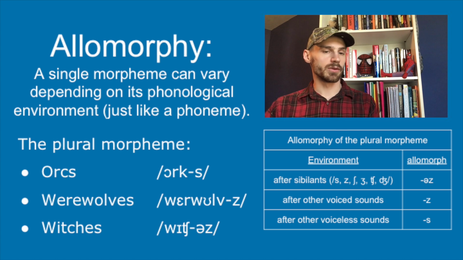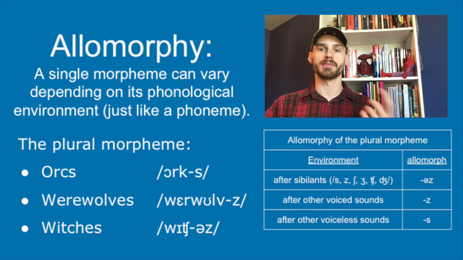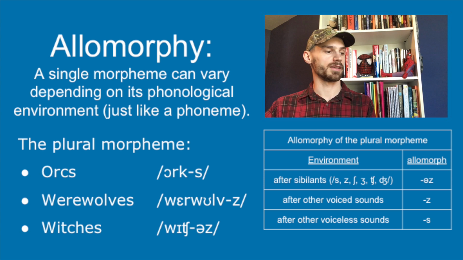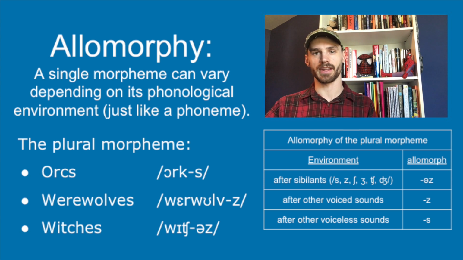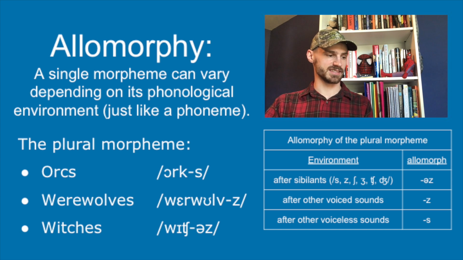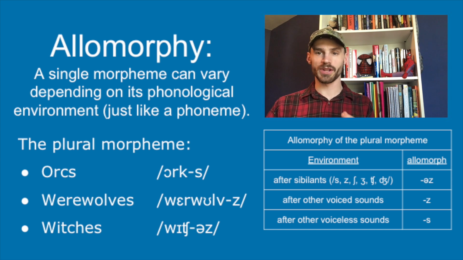So, in words like orc, in order to make that word plural, you put an S sound at the end, orcs. In the word werewolves, you put a Z sound at the end. And in the word witches, you put an uz sound at the end. Now, it's not witch, and it's not witchs, it's witches. So you're including a little bit of a vowel in there.